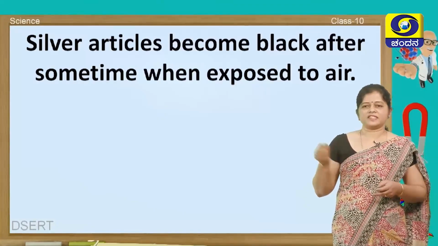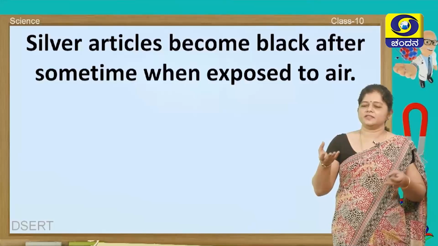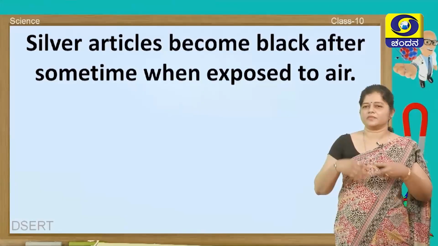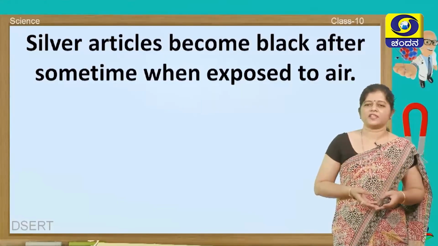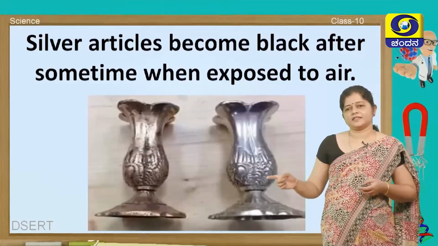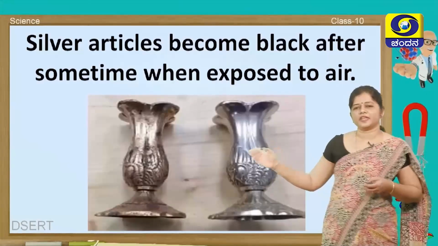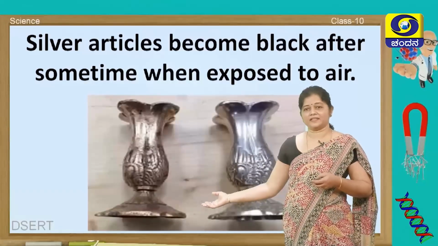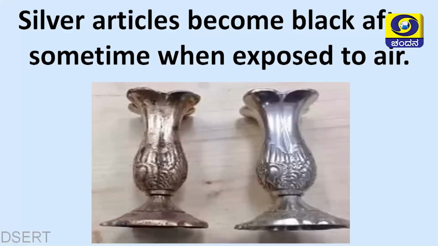You have observed silver articles. After you keep them for a long time without using them, exposing them to air, what happens? See here, this is the silver, and you can see that it has blackened. It has become black when exposed to air. You have observed this.